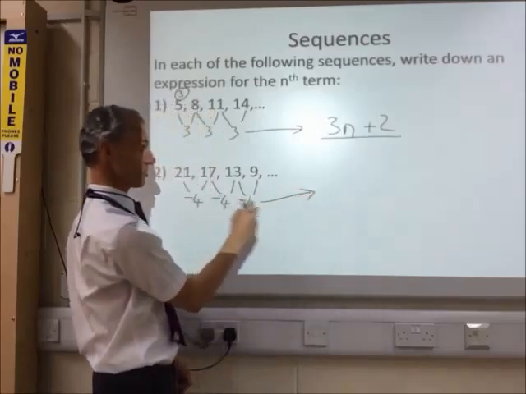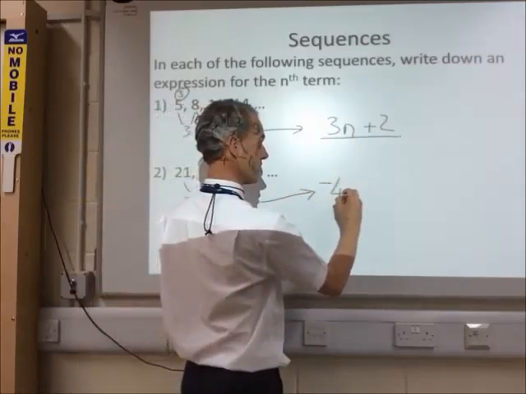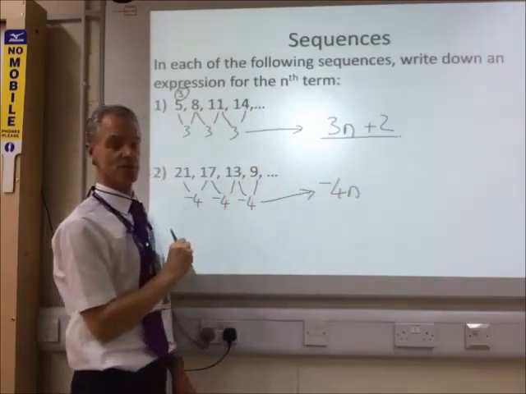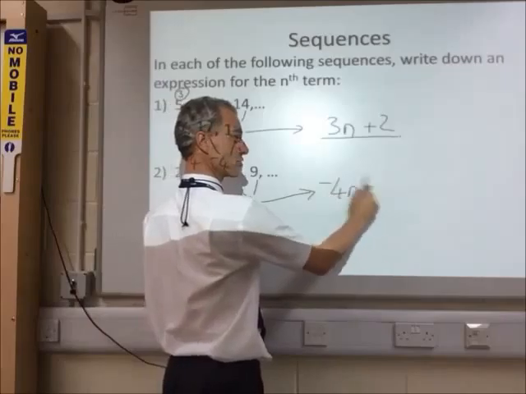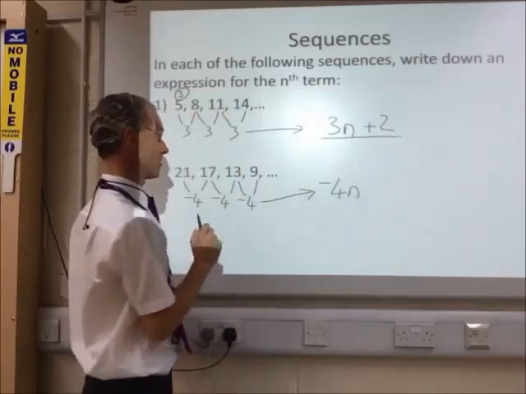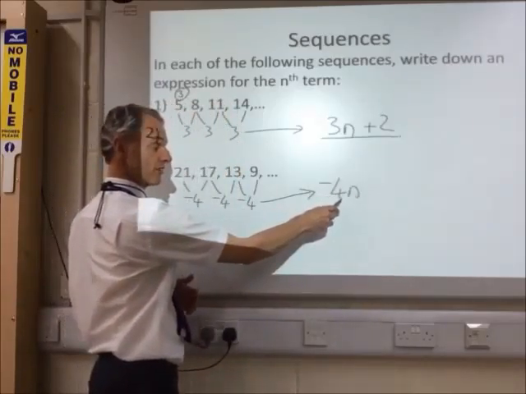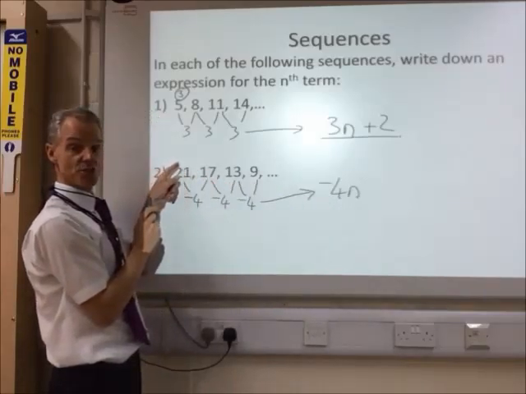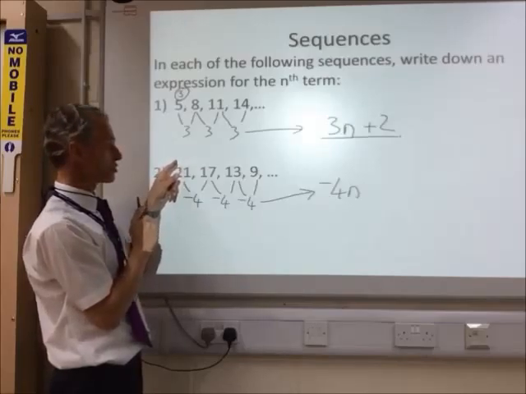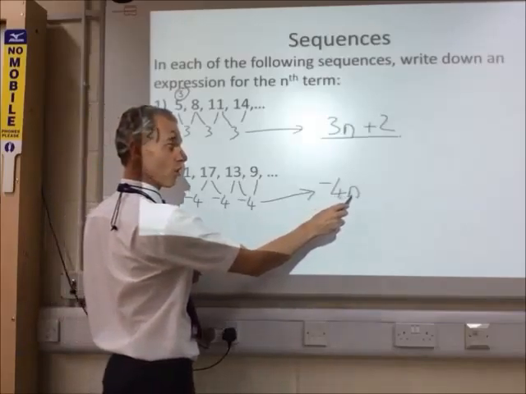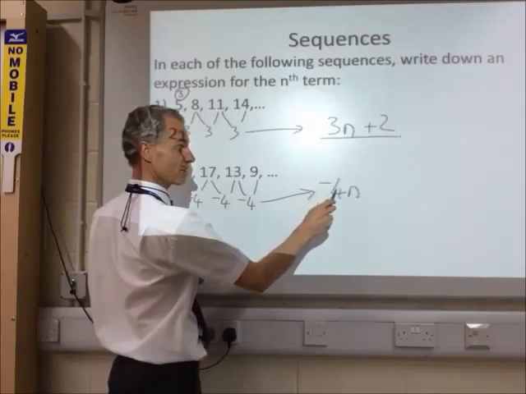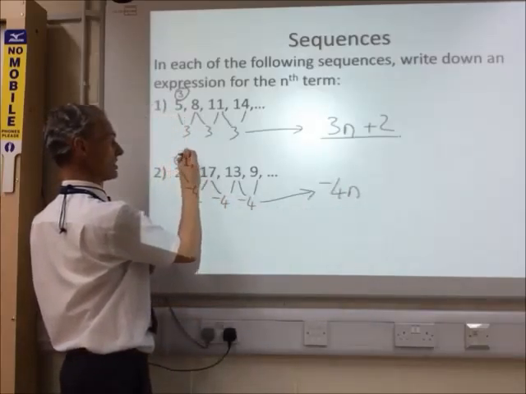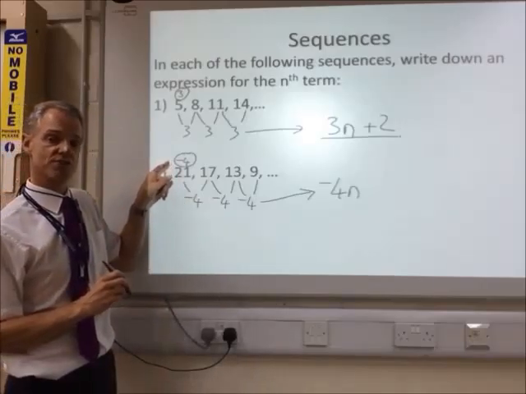Because I've got minus 4 as the common difference, I know that my nth term must start minus 4n. So don't forget to put the n bit in there. And I may have to add or take something off there as well. So let's assume that that was my final answer. Have a think about what that would give me as the first term here, in other words, when n equals 1. If n equals 1, here I would have minus 4 times 1, which is minus 4. So that would give me a first term in this sequence of minus 4.